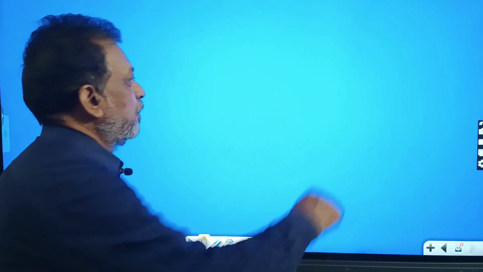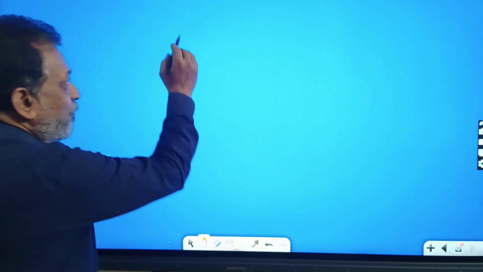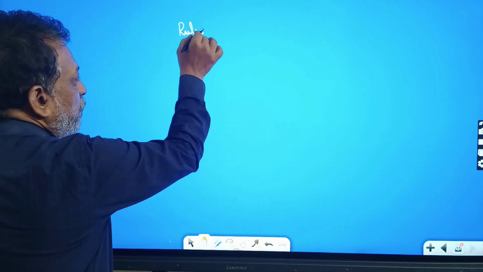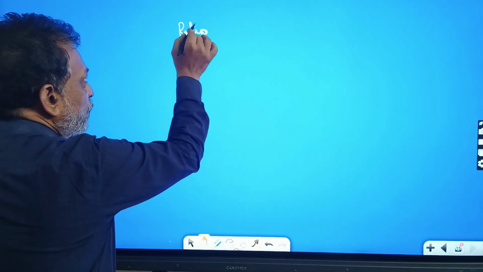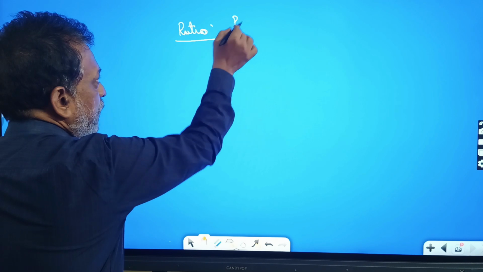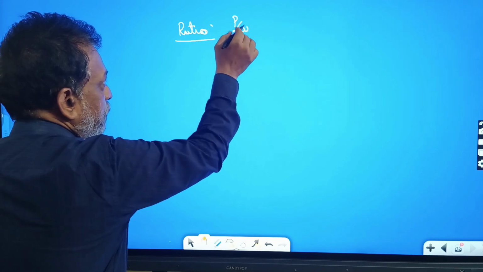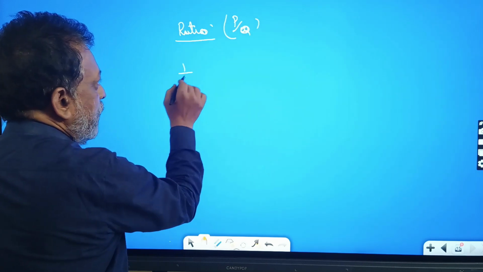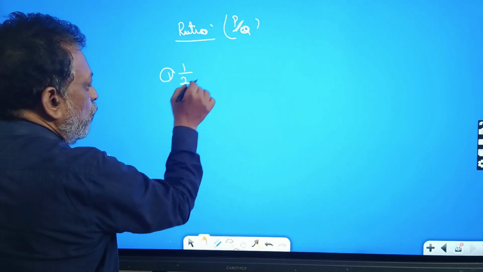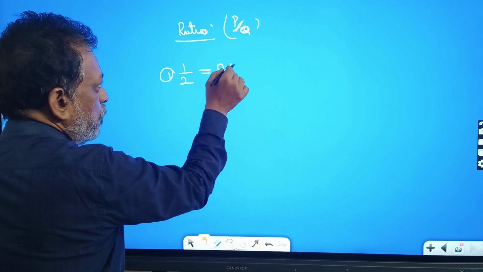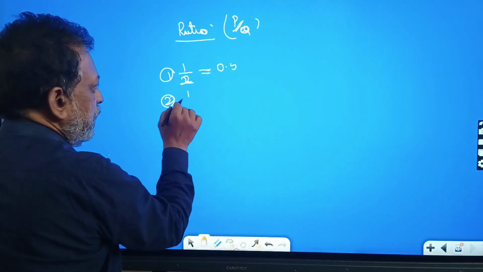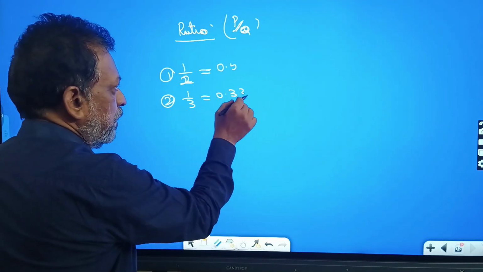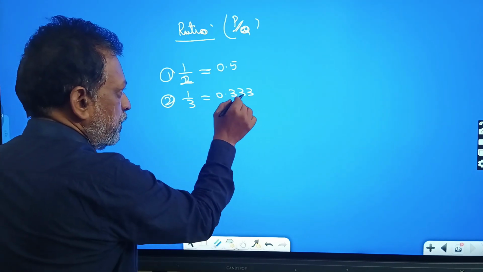Understand? Now, I already said you have to remember the ratio values. I'll give a few. What are ratio values? P by Q form, or A by B, whatever it might be. So 1 by 2, all of you know that is 0.5, and 1 by 3, I am repeatedly writing, no problem, is 0.33 bar, you can put a bar, 33 is enough.